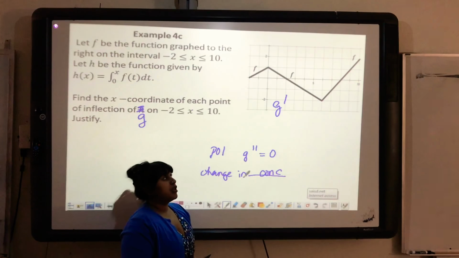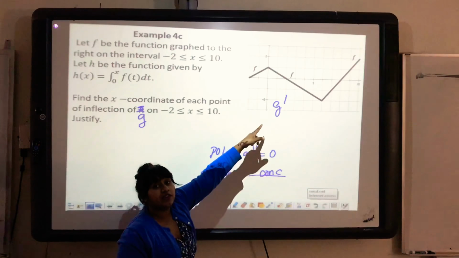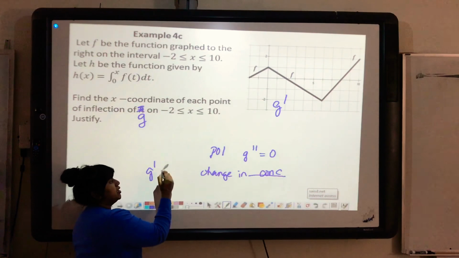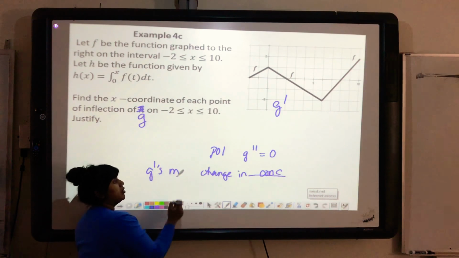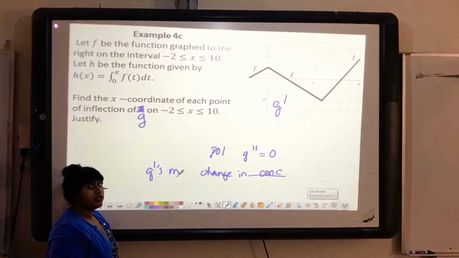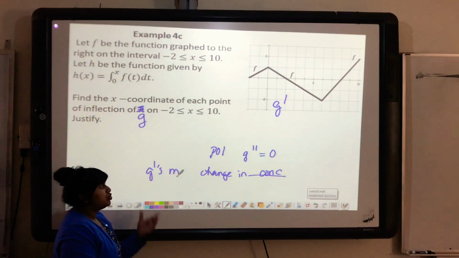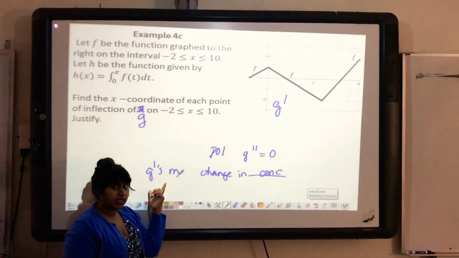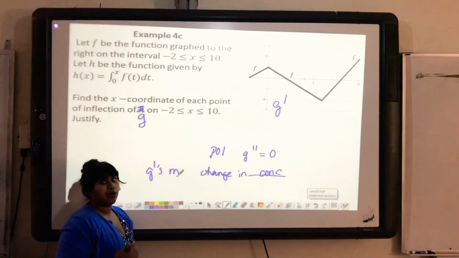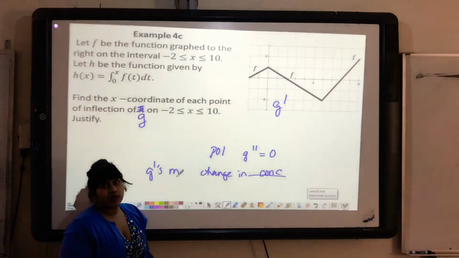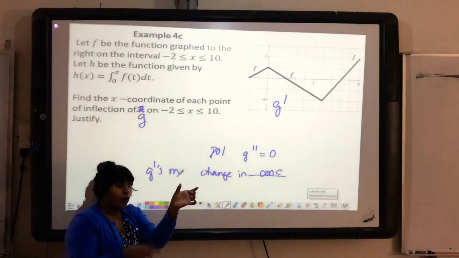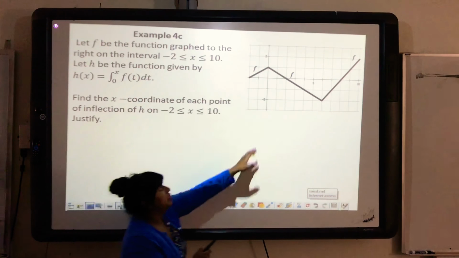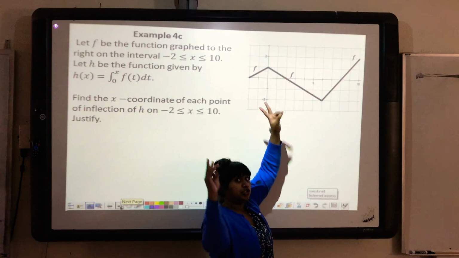How do I see a change in concavity on g prime? Well, if it's g prime, then g prime's slope changes from positive to negative or from negative to positive. So g prime's increasing goes to decreasing, or decreasing goes to increasing. If this were g double prime, it would go from above the x-axis to below. And if this were my actual function, I could actually see where concavity changed. Okay, so where do we see this on the graph of g prime?